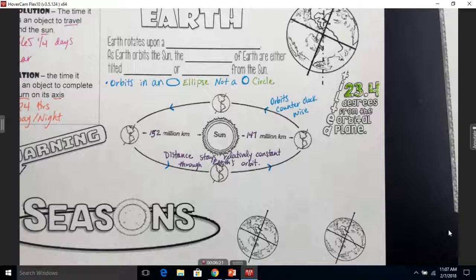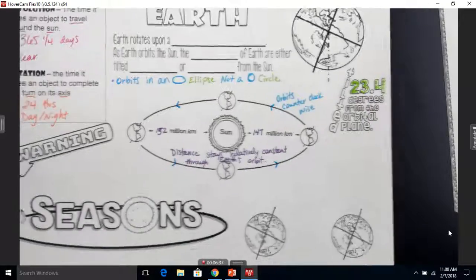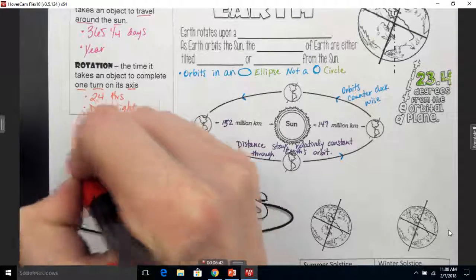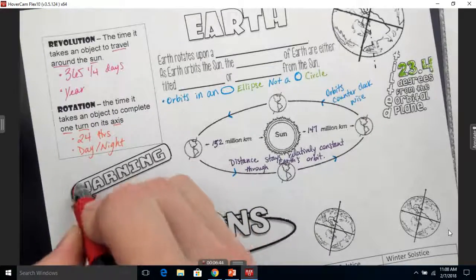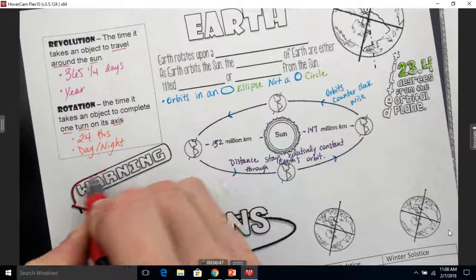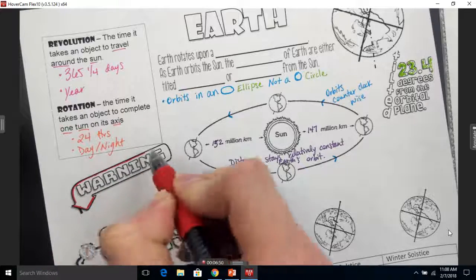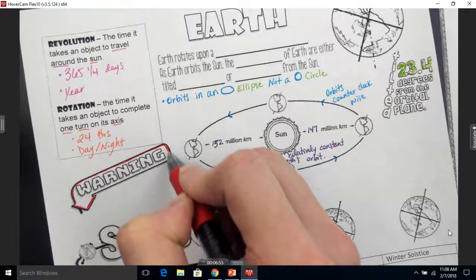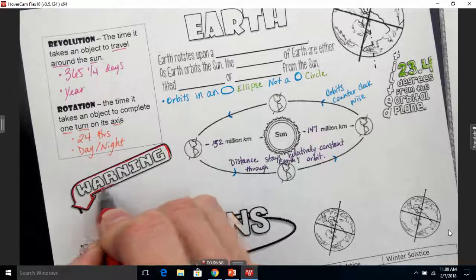Okay, so if I'm telling y'all that our distance is relatively pretty much close to the same the whole time, then how in the heck do we get seasons? That's a good question, huh? You just said how close the planet is to the sun, but I just said there's not really a change in distance from the sun. That's what everybody thinks.